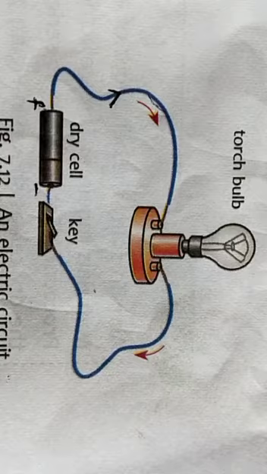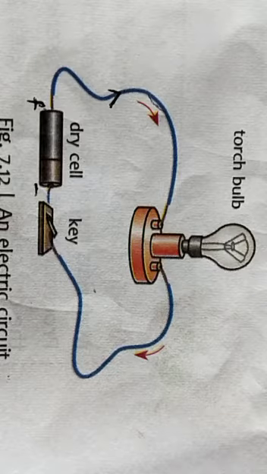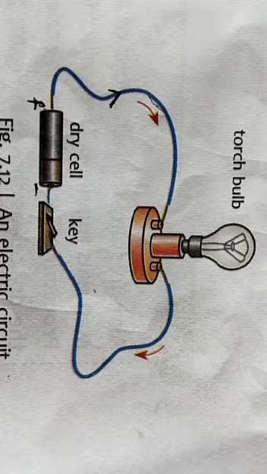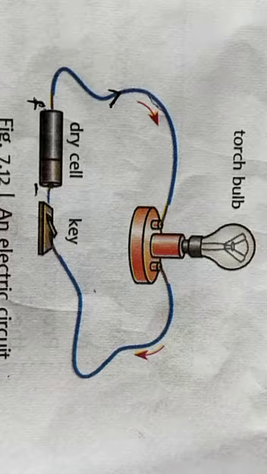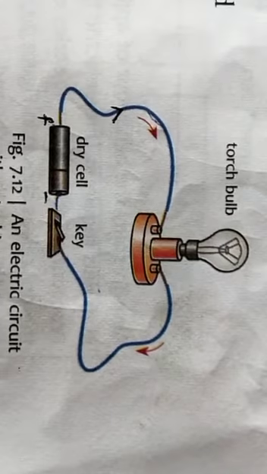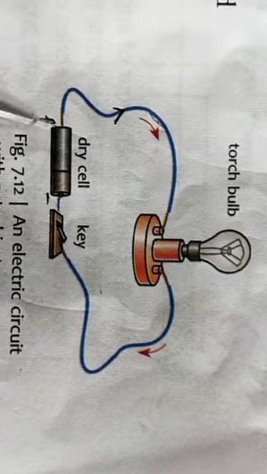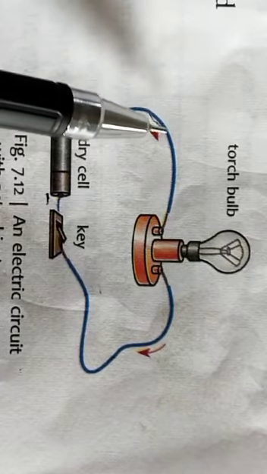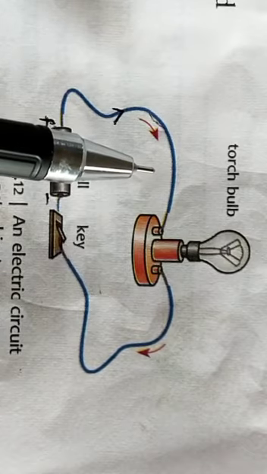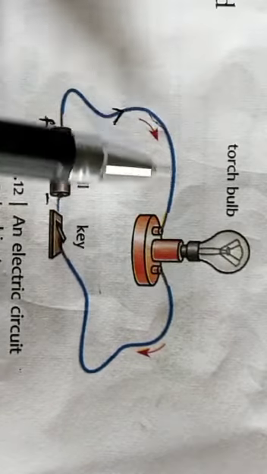Children, for an electric current to flow through an electric circuit, it must have a source of electric current and the circuit should be a closed path. Here in this diagram, this is an electric circuit with the actual instruments. Here you can see all the components are connected. It is a continuous path.